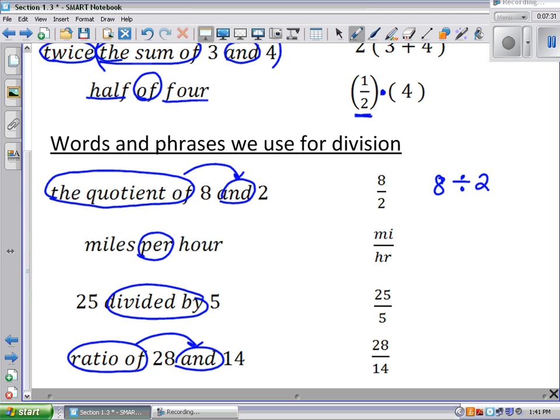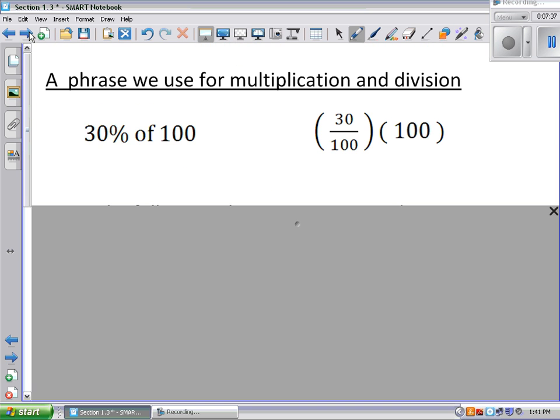These are the kinds of words and phrases that you should be memorizing. Might be helpful to put those on an index card to help you memorize. The next is a phrase that we use for both multiplication and division.